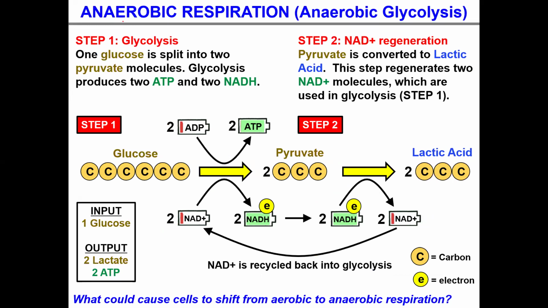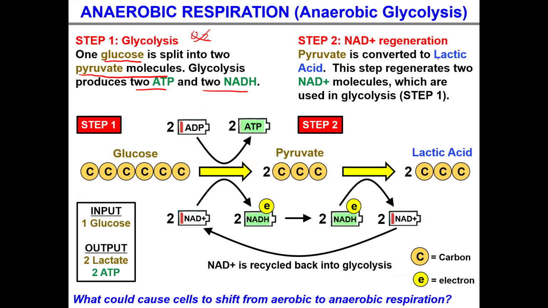So in anaerobic respiration, again, we're going to have 2 steps, just like our previous ones. Step 1, glycolysis. We're still splitting apart that glucose into 2 pyruvate molecules. Glycolysis, again, is still going to produce that 2 ATP and 2 NADH. Again, this does not require our O2, so this isn't going to be necessarily really effective. And then step 2, NAD plus regeneration.